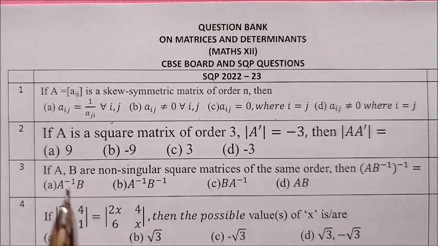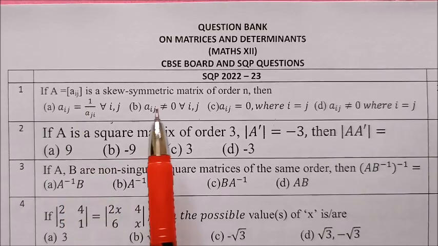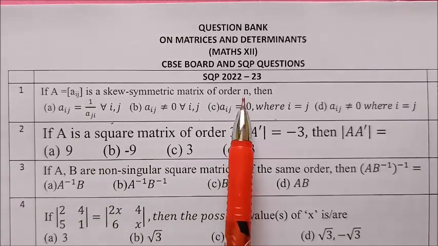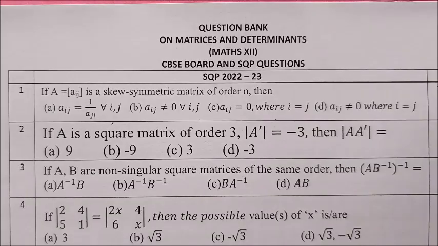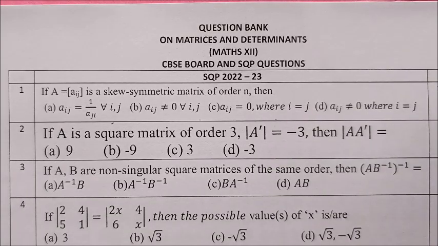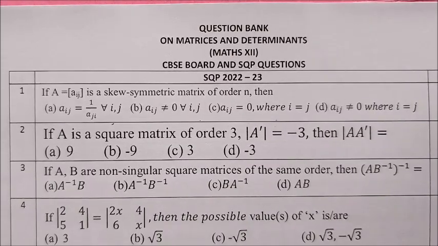You see in the first question there is a skew symmetric matrix of order n. Then there are 4 options that they have given us. And we should know that for a skew symmetric matrix, the diagonal elements are always 0.